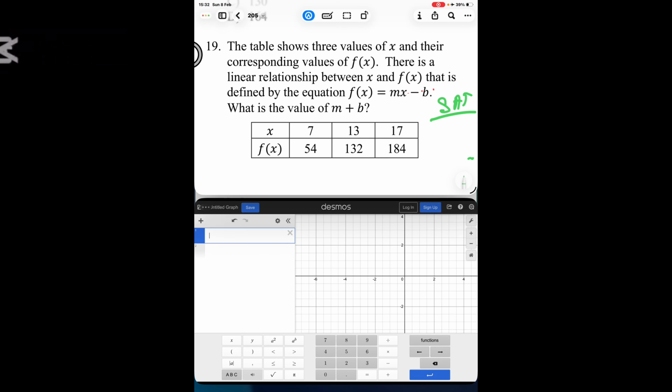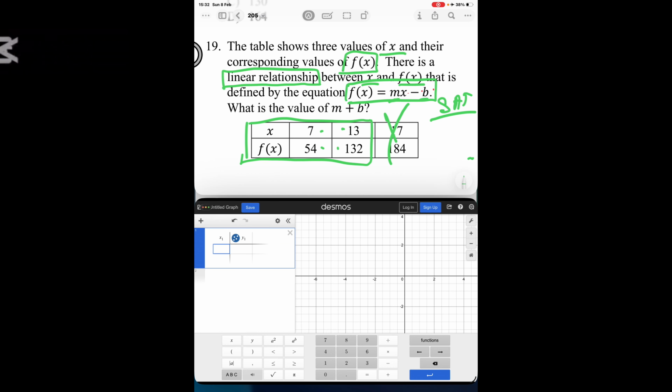In this SAT question, we're given the values of x and corresponding values of f(x), and it says that there is a linear relationship between x and f(x). When given this, you have to find the values of m and b. We are given a table, but it's necessary to use only 4 values from it, not necessarily the other ones. With the help of Desmos, you can insert these values: 7 and 41, and 13 and 132.